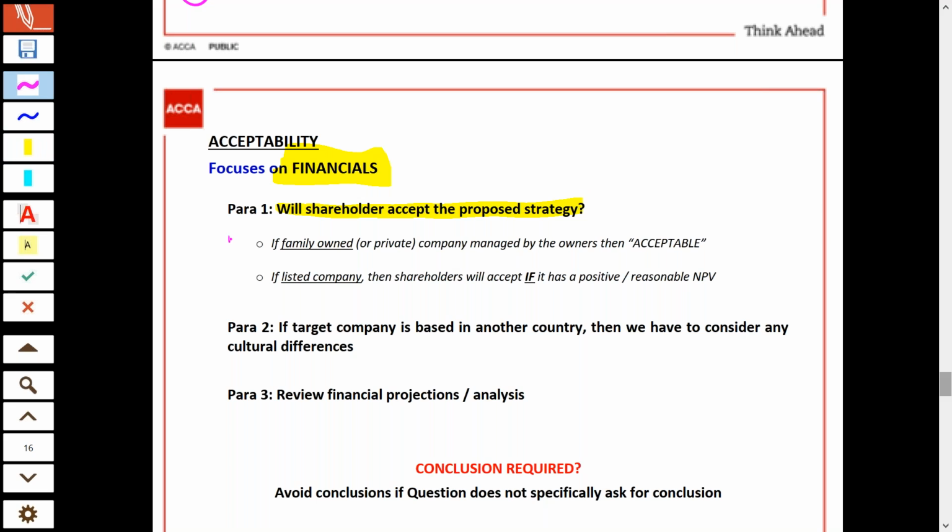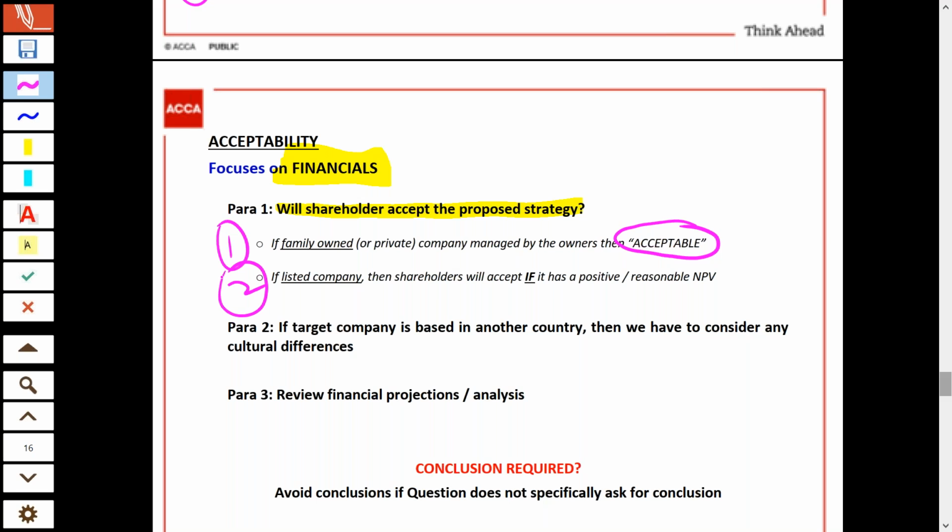Now there are 2 possible scenarios. If you are a family owned or a private company, then obviously the proposal will be acceptable by the shareholders, mainly because the shareholders themselves are the directors. In a private company or a family owned business, the family members, the owners, run the business themselves. So they are the directors and they are the shareholders. They are wearing 2 hats at the same time. So if it's a family owned business or a private company, you simply write this sentence: since ABC is a private owned company, owned and managed by its own shareholders, the proposed strategy will be acceptable. Khalas.